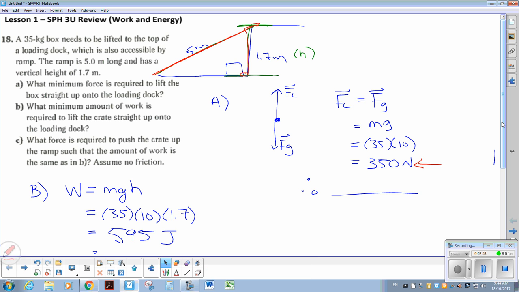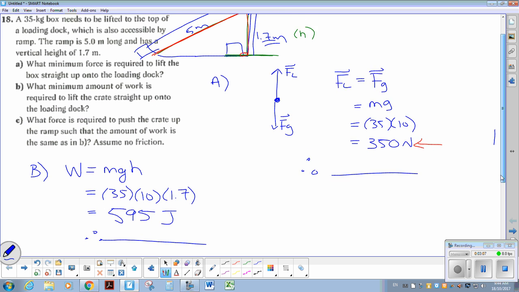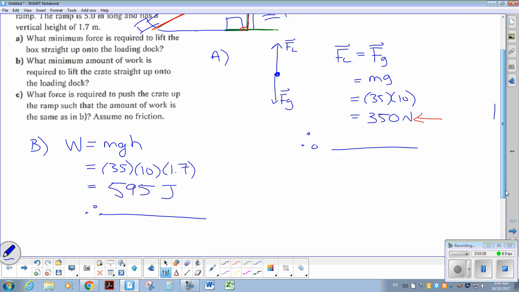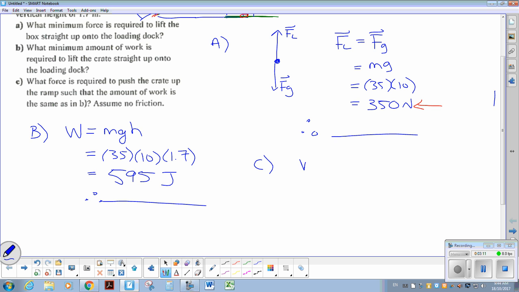However, when we look at it in terms of work, whether the crate starts here and ends up here, or we lift it straight up, in either case, the crate is going to have a displacement of 1.7, which means that no matter which method we choose, the same amount of work is being done. So work equals force times displacement to push it up the ramp, but we're going to use 595 joules. That's what's going to be required to move the crate up that elevation, no matter which method we choose.